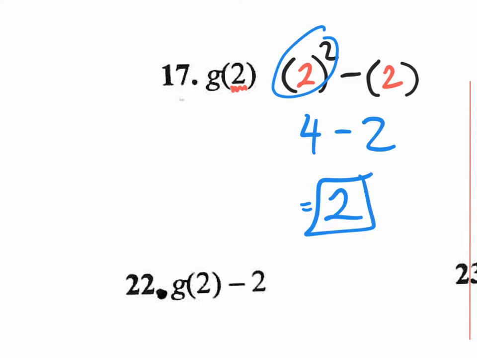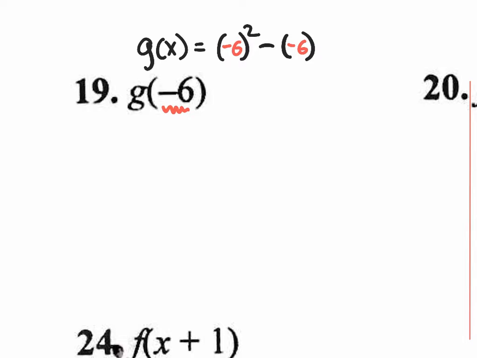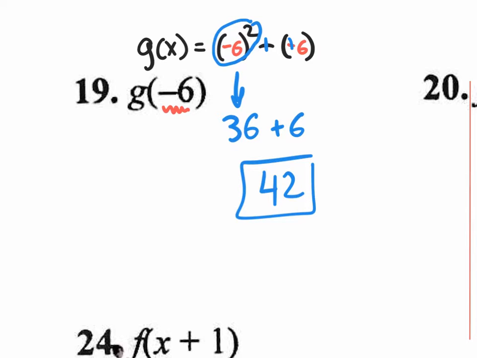Let's move on to 19. G of negative 6. Again, it's saying to go to your g function, which is g of x equals x squared minus x. And what we're going to do is plug in this negative 6. So plug in a negative 6 right there and a negative 6 over here. And you will get, when you do exponents first, negative 6 times negative 6 is positive 36. And then the minus minus 6 changes to plus 6. So 36 plus 6, that is 42. And that should be your final answer for 19.